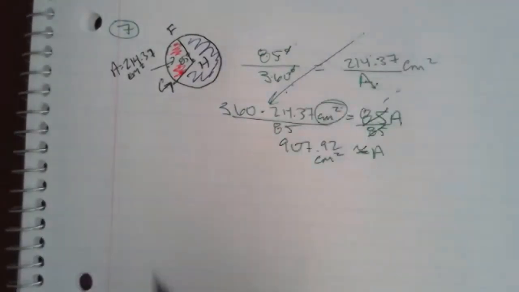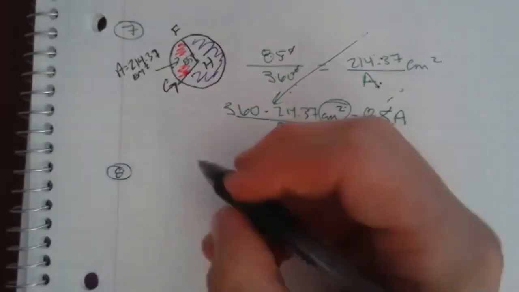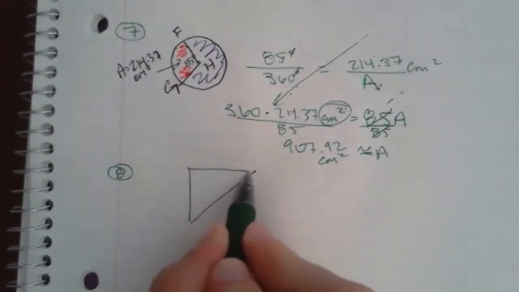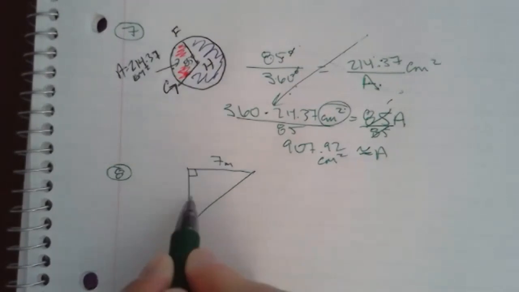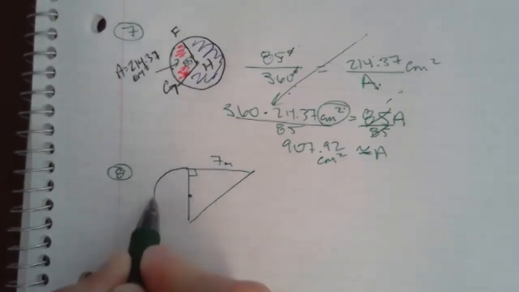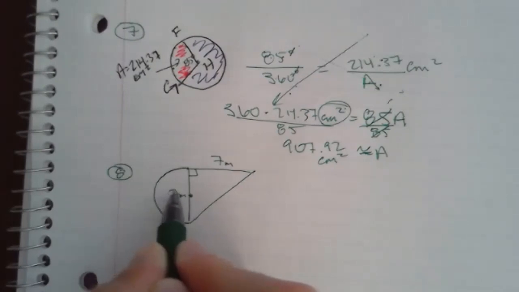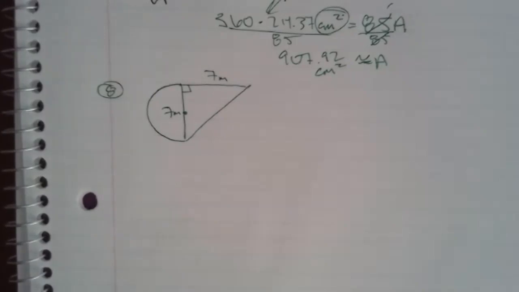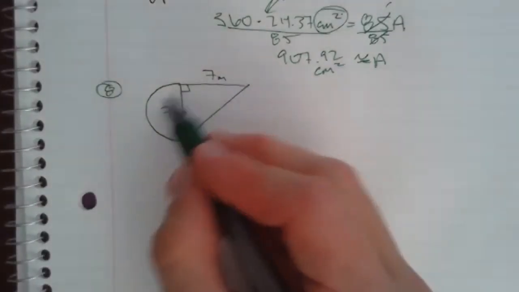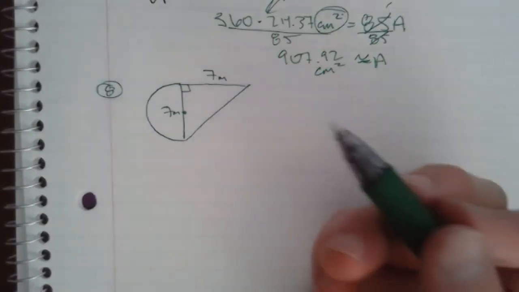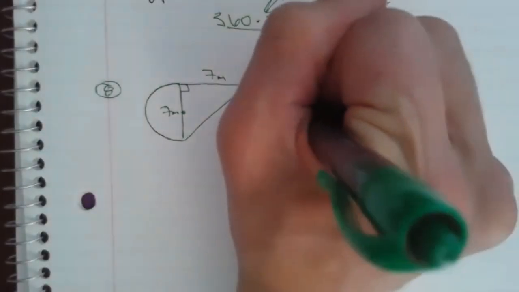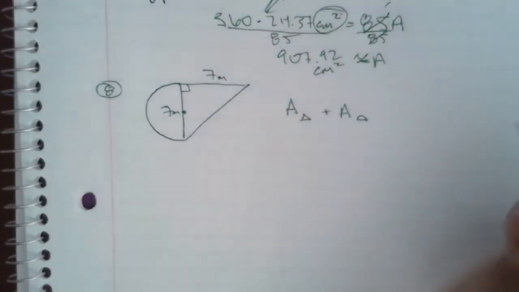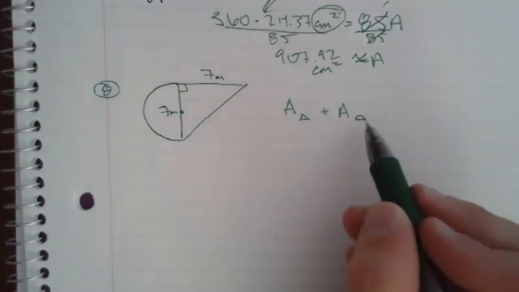All right, what about this weird little figure for number 8? They just give us a triangle with a semicircle attached to it. Maybe like you went to the ice cream store and they gave you a deformed cone. All right, we want to find the area of the whole figure. Well, how about we start with the triangle? So we're going to do the area of the triangle plus the area of the semicircle.